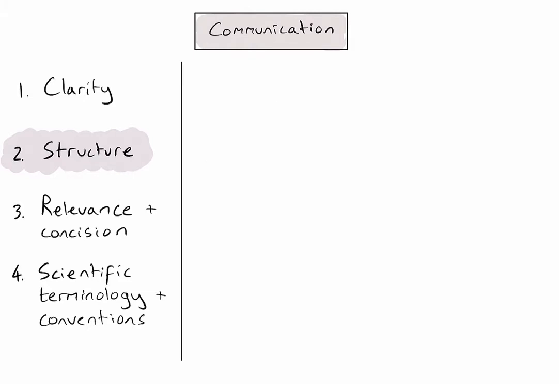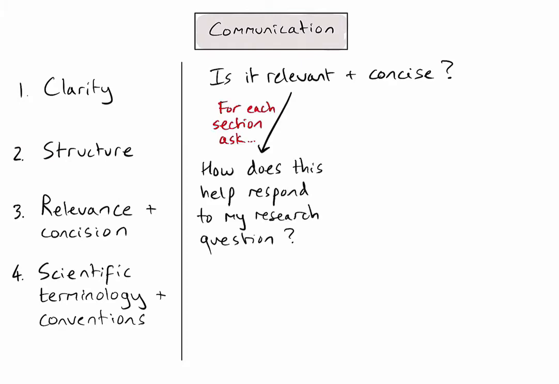Thirdly, let's consider relevance and concision. Here an examiner will ask, is it relevant and concise? In order to make sure all of your report is relevant, you should ask at each section, how does this help respond to my research question? If you can't answer that question, then probably it's not relevant. In order to make sure your report is concise, at each section you might ask, can I present the same information in less words? If you can, then do so, and if you can't, that probably means it is concise.